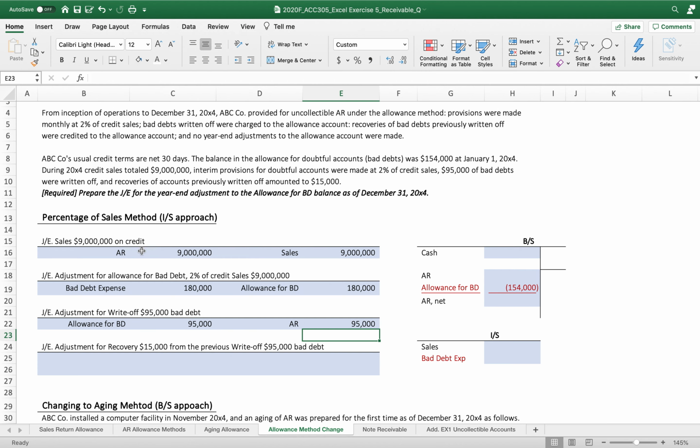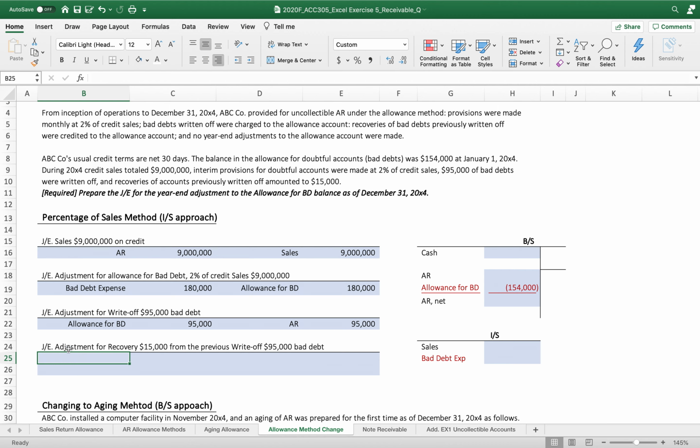The reason why we did not reduce this $180,000 from AR directly is that it was the provision. Right? But now it's not provision. It's the actual uncollectible amount, the actual uncollected amount, right? So 95,000 we directly now reduce from the AR, from the sales on account.